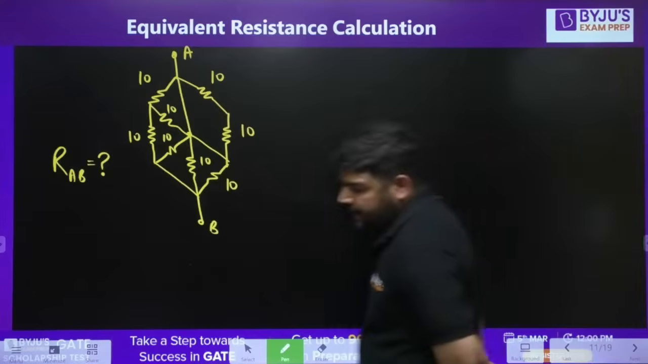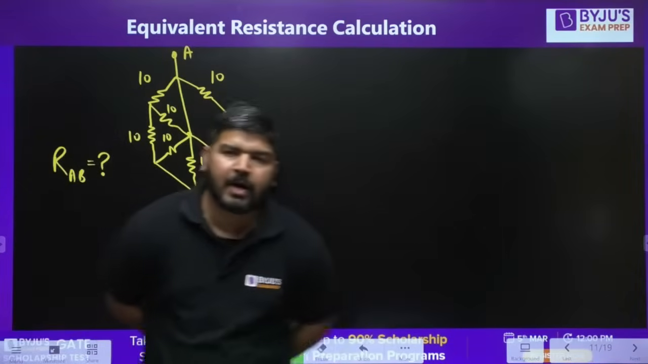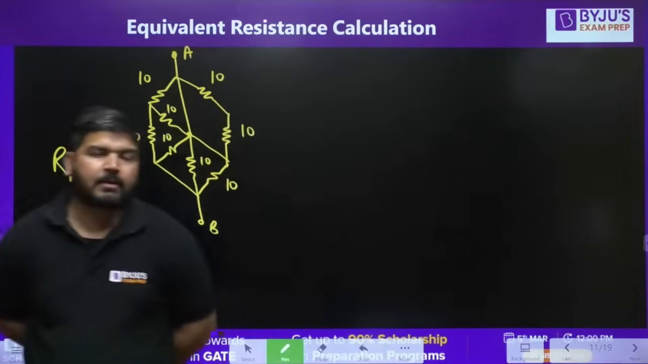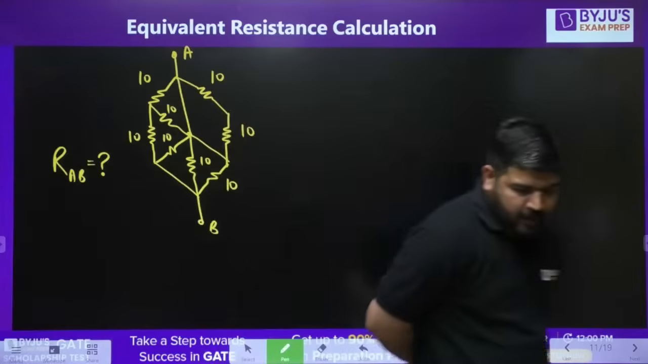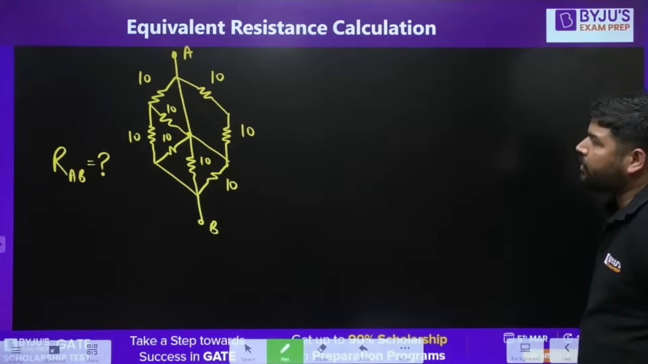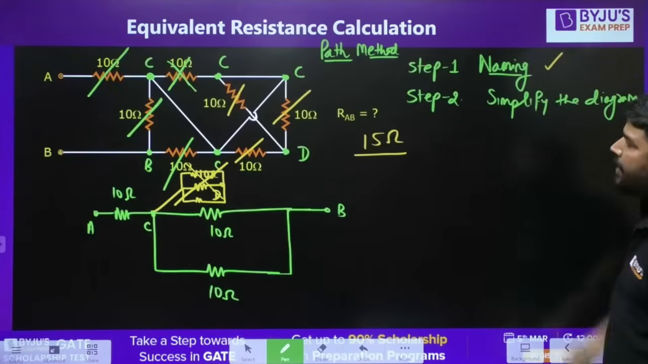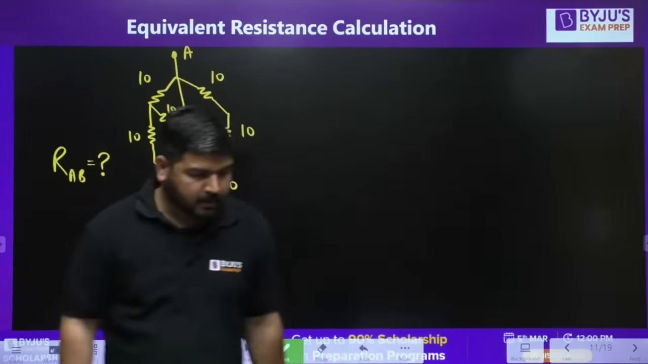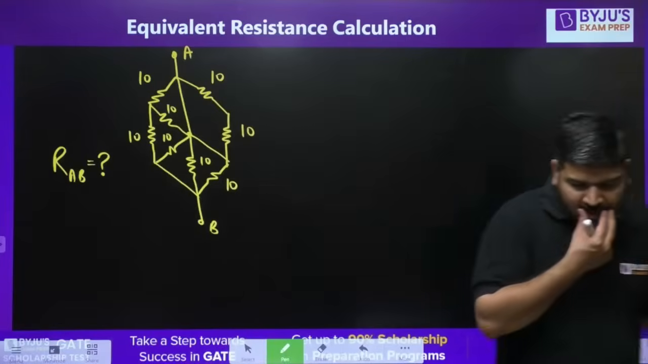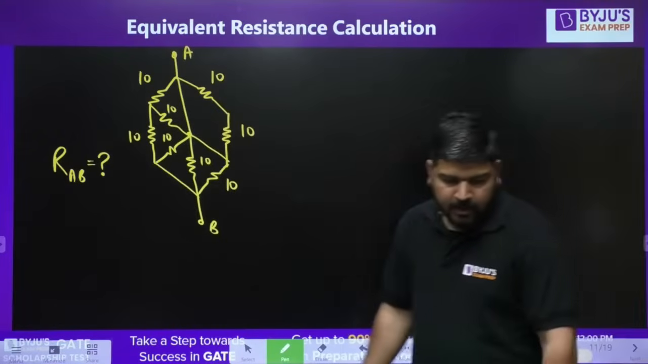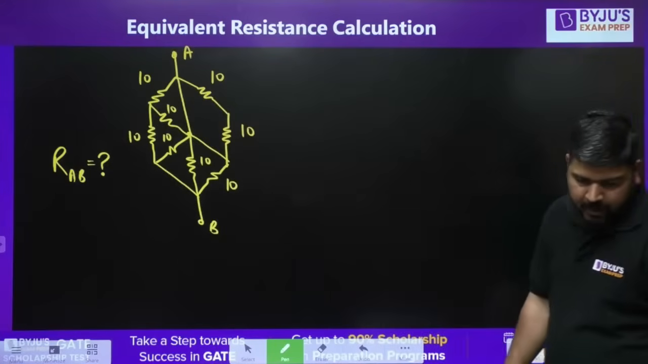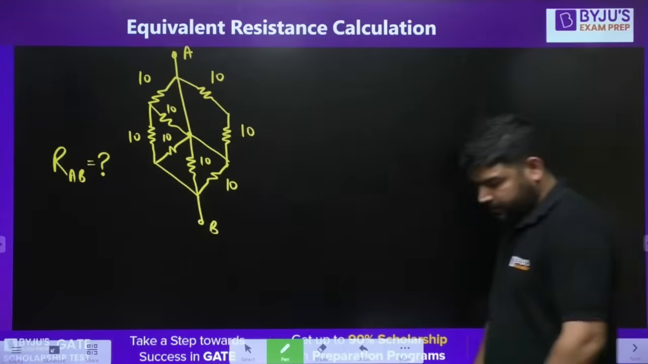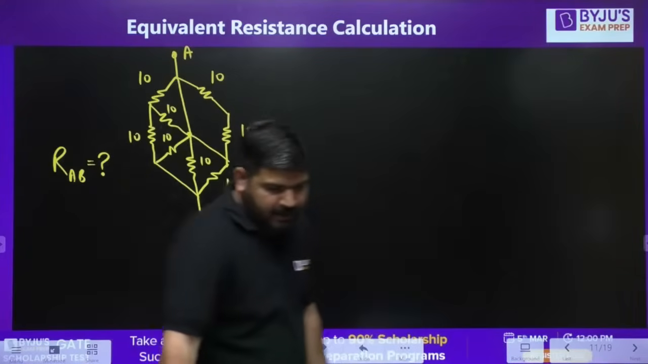Now it's difficult to see which two resistances are in parallel and which two are in series. So what you can do is you can use the path method. The first step is naming. After naming, you have to simplify the diagram. Do the naming process, and you can easily solve.